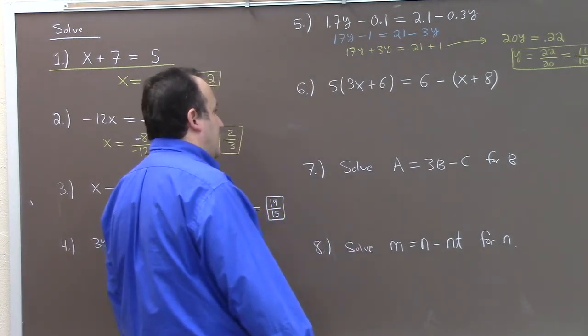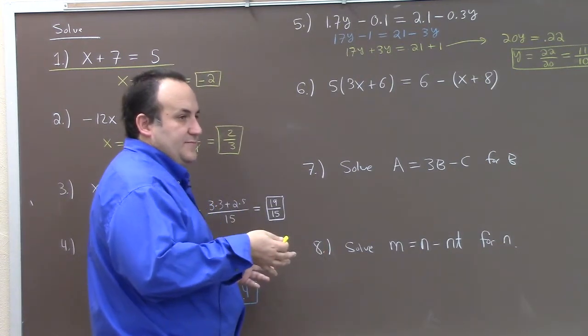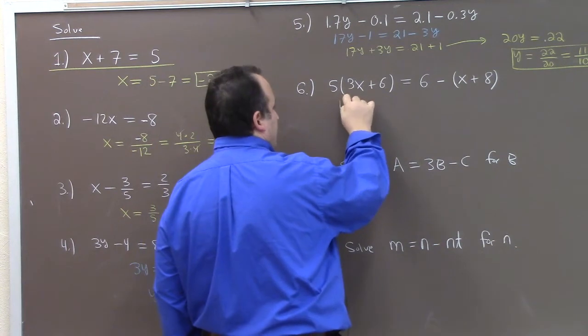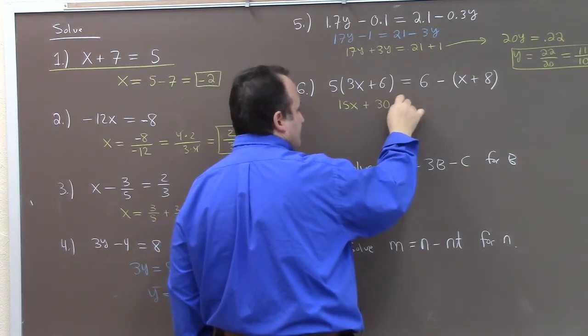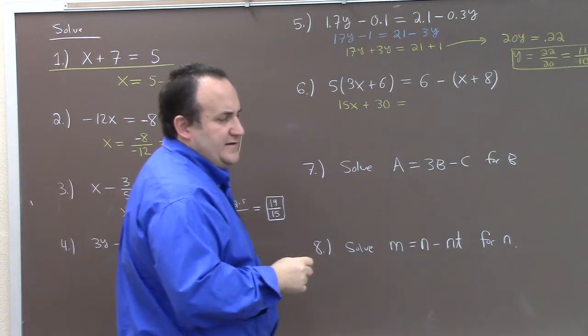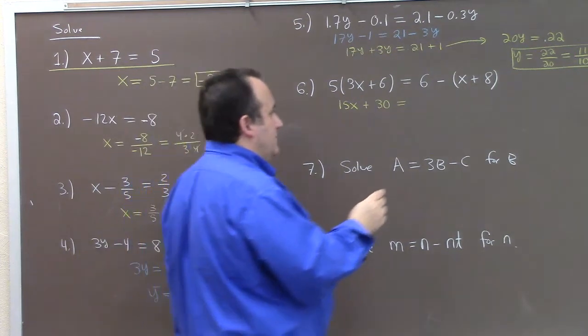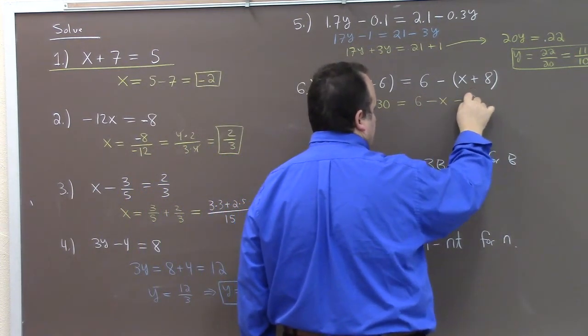Now this next problem requires us to do a couple different things, right? The one is to distribute the 5. So this gives us 15x plus 5 times 6, which is 30, right? And the other thing it requires us to do is to distribute the minus, right? So be careful. This is 6 minus x minus 8, right?